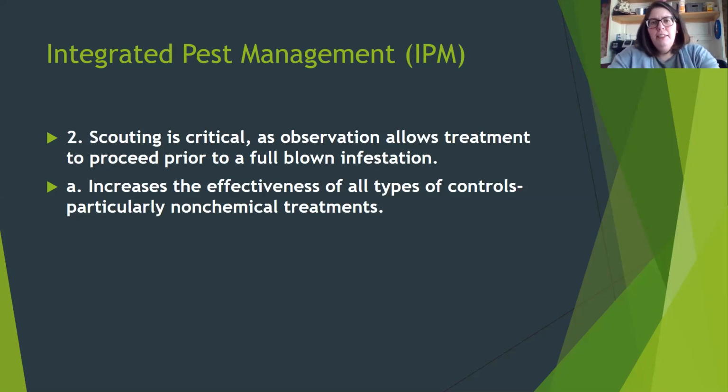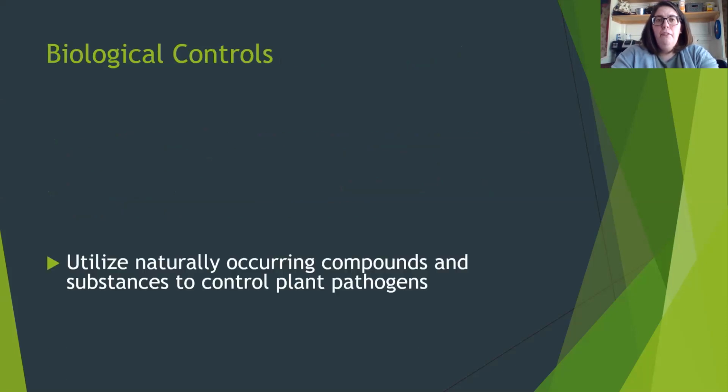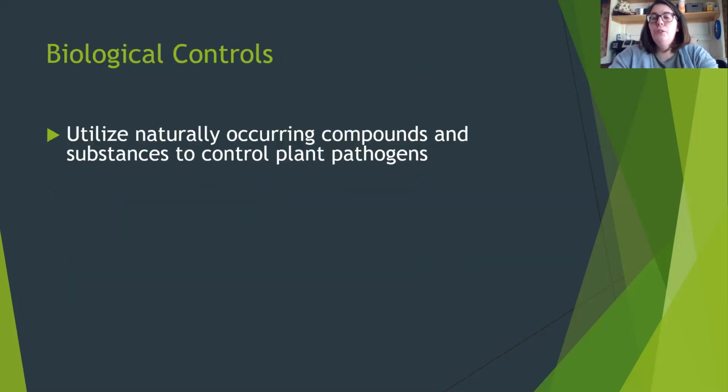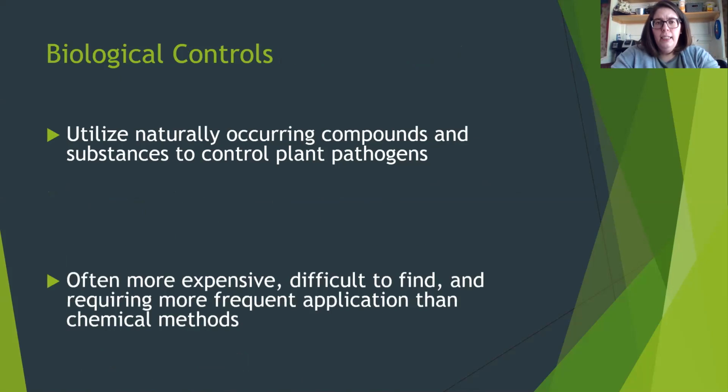It increases the effectiveness of all types of controls. So there are different types of non-chemical treatments. The first being a biological control. This is where you're going to utilize naturally occurring compounds and substances to control plant pathogens. Bio meaning life. Okay, so we're going to use living compounds to help control pests.